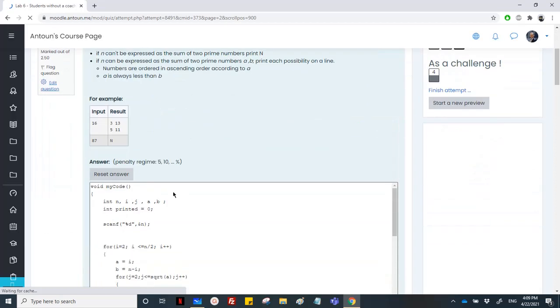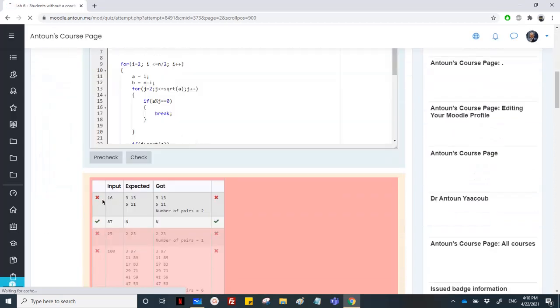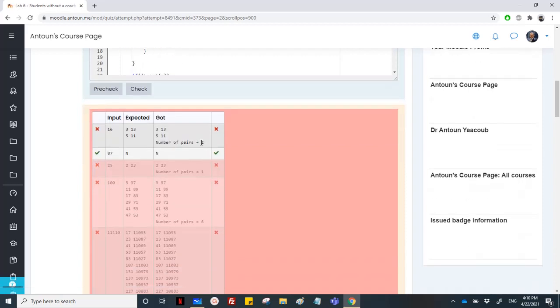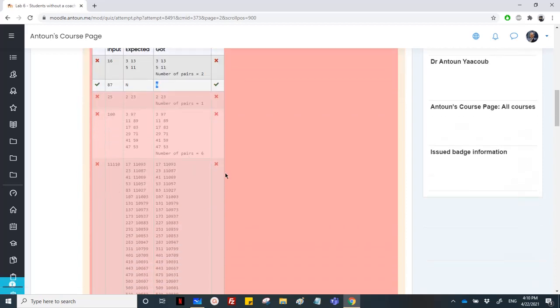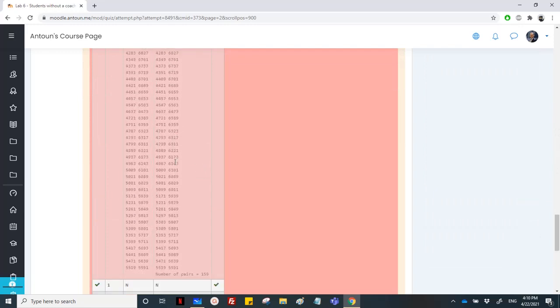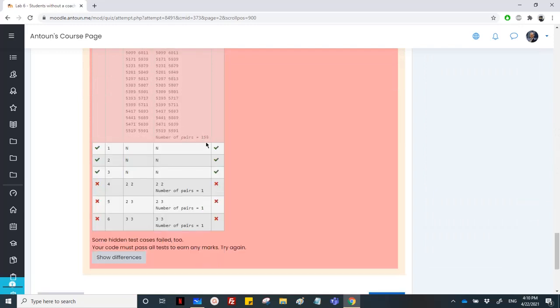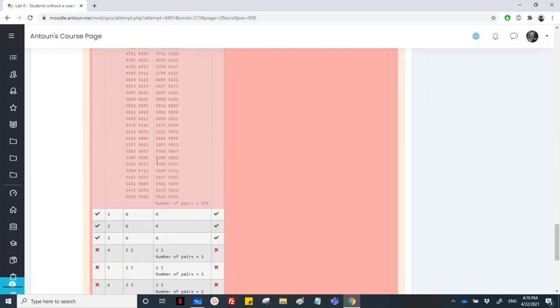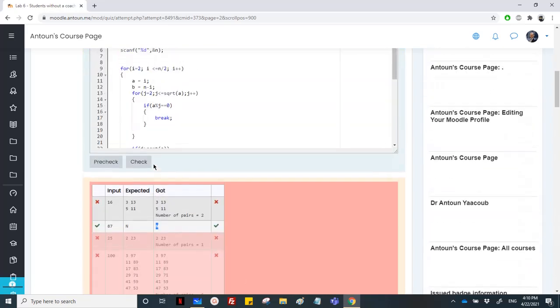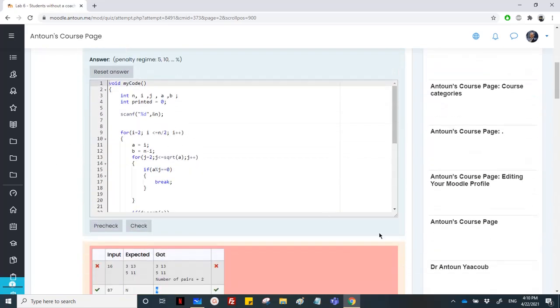Here 1. So we have an error, obviously, because this is not the same output. So we have 2 pairs, 1 pair. Obviously here I have no pairs. We have 6 pairs, and for example here we have 159 pairs. So we can use that also in order to find the number of pairs. So this is the solution.